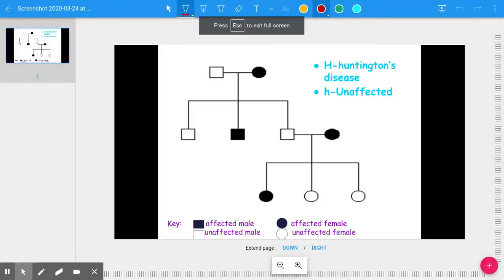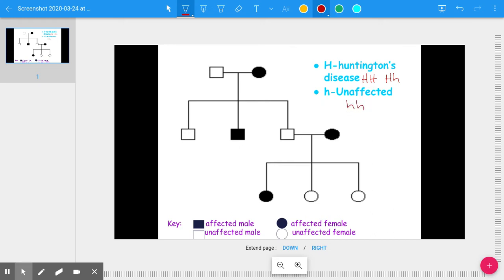So what that means for our possible genotypes is that if you have Huntington's disease, your genotype can either be homozygous dominant, or it could be heterozygous. If you're unaffected, your genotype is going to be homozygous recessive.